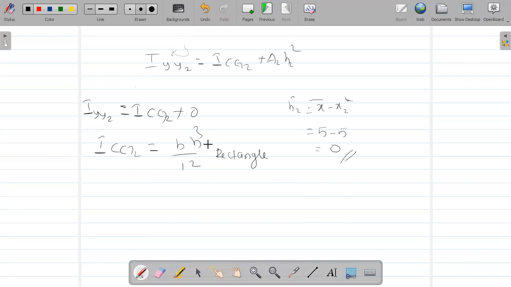Icg2 plus 0. Yes, Icg2 plus 0. So in the Icg2 formula, you have to take the x coordinate of the second element, that is 2 into 10 cube divided by 12. What is this value? 2 into 10 cube divided by 12. What is the answer here you are going to get?